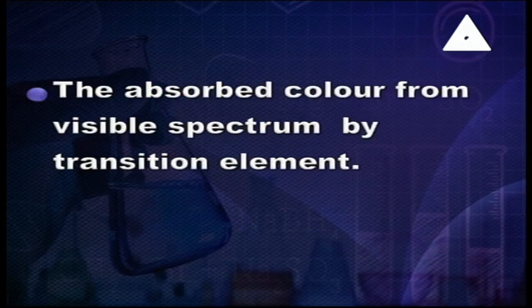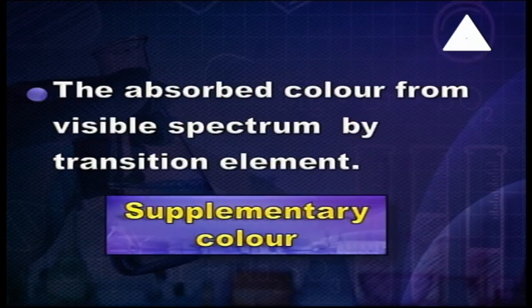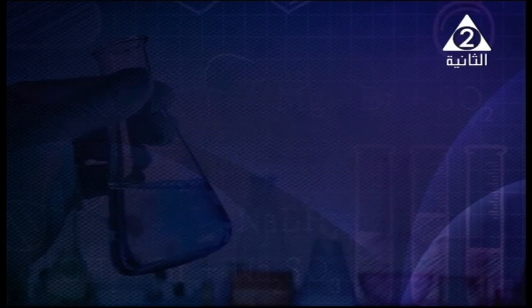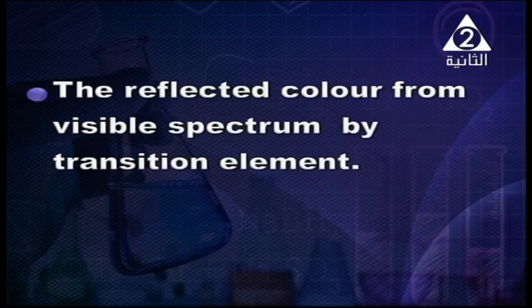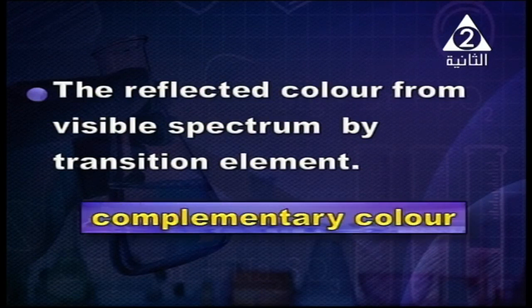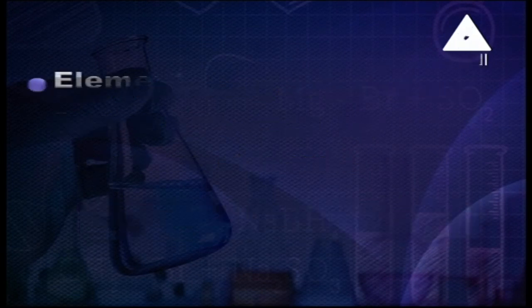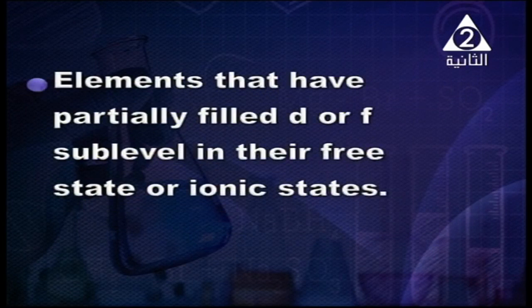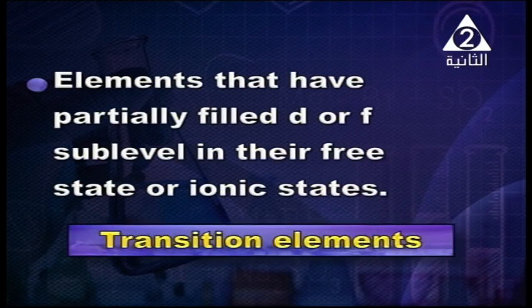Next point. The absorbed color from the visible spectrum by a transition element. If you think about it, yes, it will be supplementary color. Next point. The reflected color from the visible spectrum by a transition element. If you think about it, yes, it will be complementary color. The elements that have partially filled d or f sublevel in their free state or ionic state. If you think about it, yes, it will be transition elements.